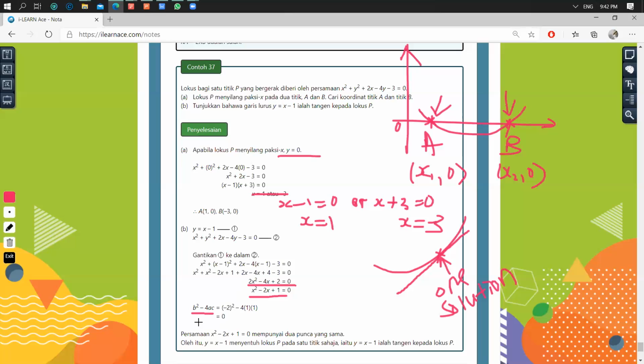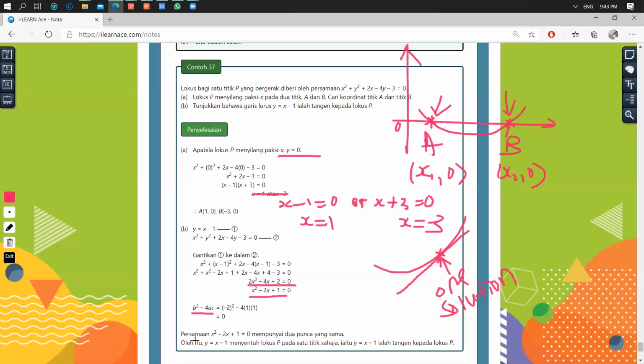Then we're going to explain. Since b squared minus 4ac equals 0, meaning this touches the locus P at one point only. So y equals to x minus 1 is the tangent to the locus. Okay, that's what I'm going to write to explain myself.